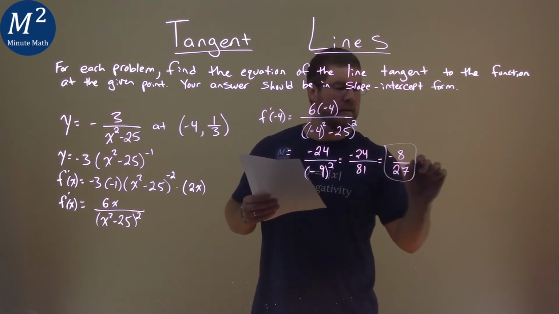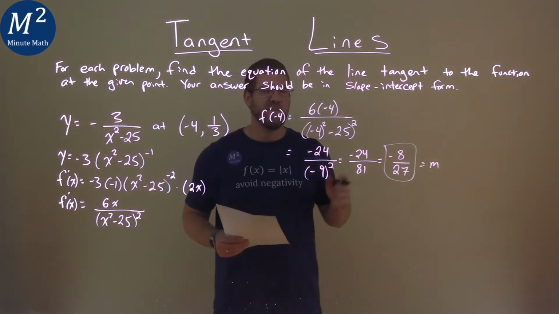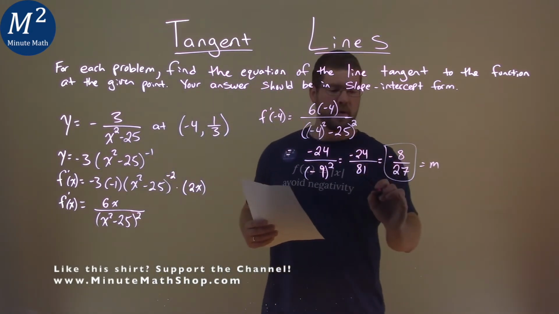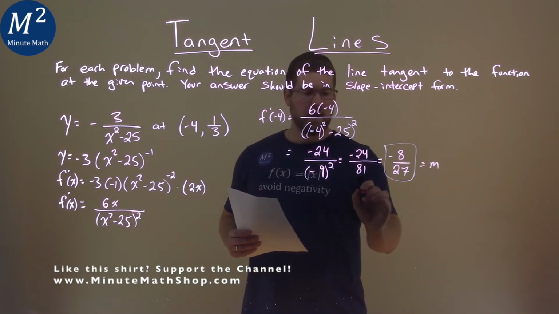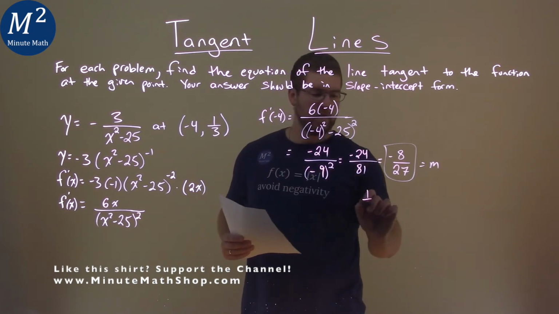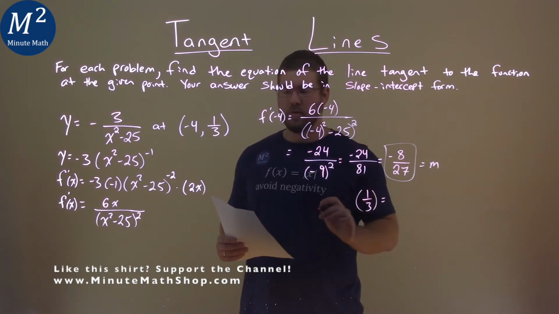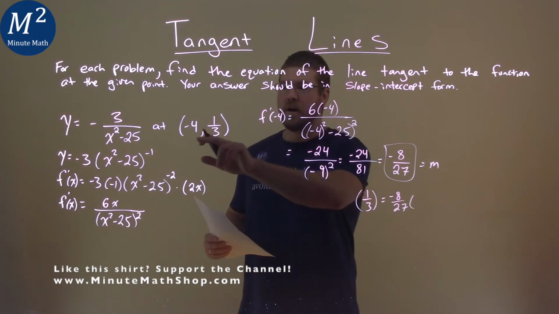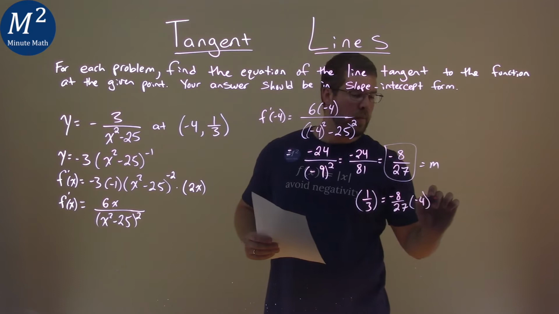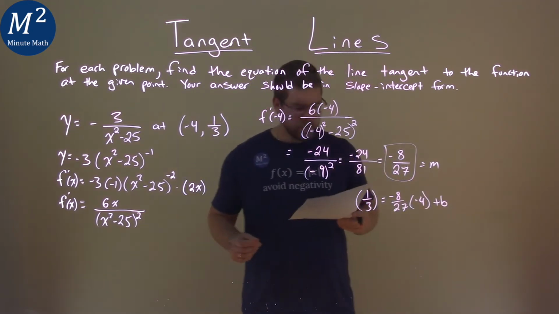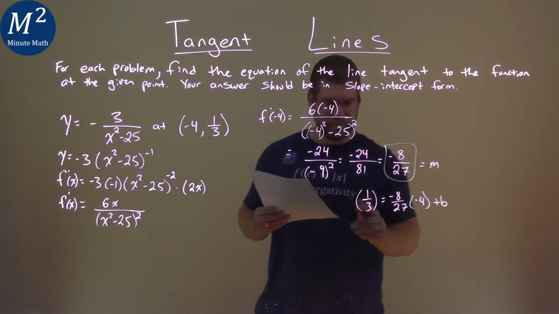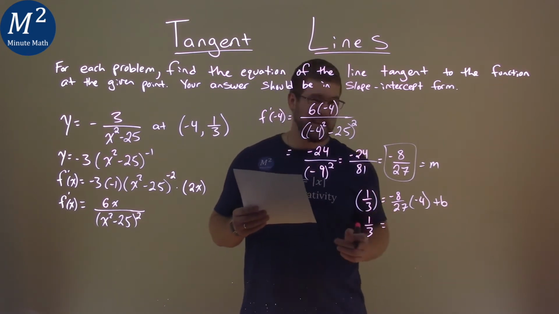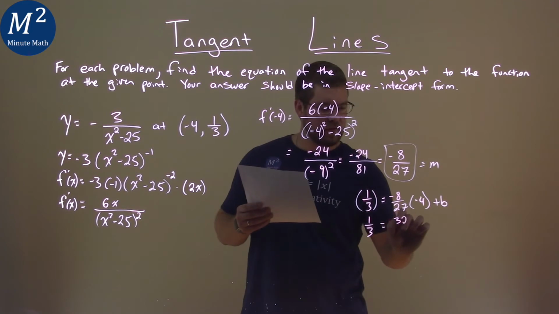And so that here is our slope. We need to find the b value. So our formula tells us we have to use y equals mx plus b. So we have a y value of 1/3 here is equal to our slope, negative 8 over 27, times the x value, which is negative 4, plus b. And now we're solving for b. Okay, 1/3 stays here. Negative 8 over 27 times the negative 4 is a positive 32 over 27.